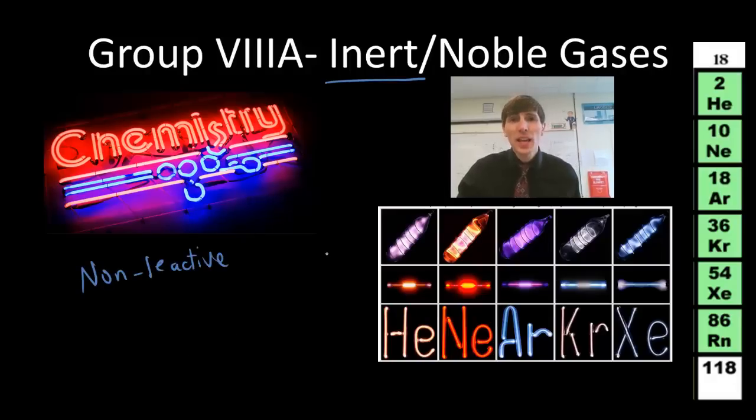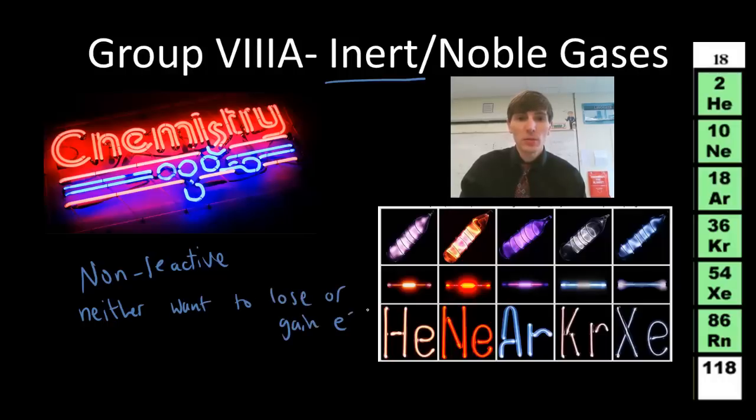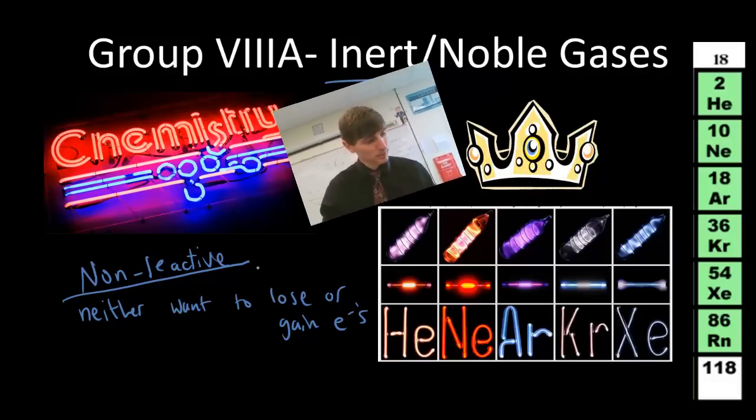Now, the halogens like to gain 1 electron. These guys actually don't like to lose or gain. Okay? They neither want to lose nor gain electrons. So they're actually pretty happy. They don't react. They're not going to want to react with anyone. And the reason why they're called noble gases is because, much like nobility in the olden days, they didn't really react with the common folk. The noble gases don't really react with the other elements. So that's where they get their name.